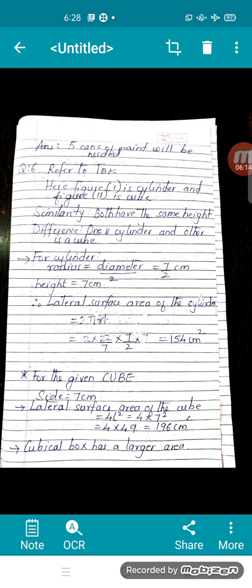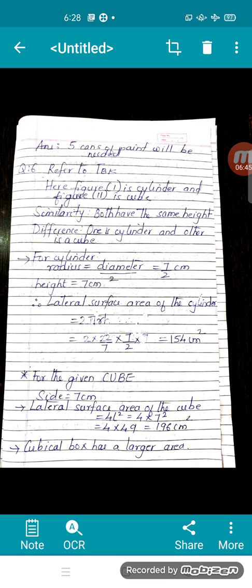Now the similarities: both have the same height. The difference is that one is a cylinder and the other is a cube. For the cylinder, radius equals diameter upon 2, which is 7 upon 2 centimeter. Height is 7 centimeter. So lateral surface area will be 2 pi RH, 2 into 22 upon 7 into 7 upon 2 into 7. So we get 22 into 7, which is equal to 154 centimeter square.